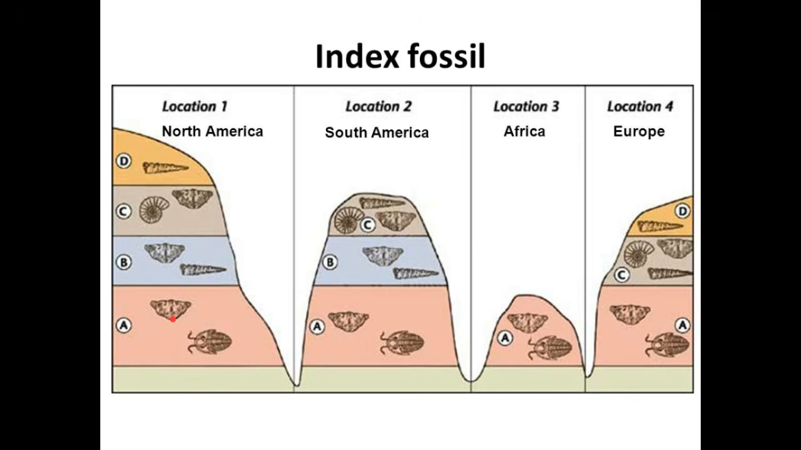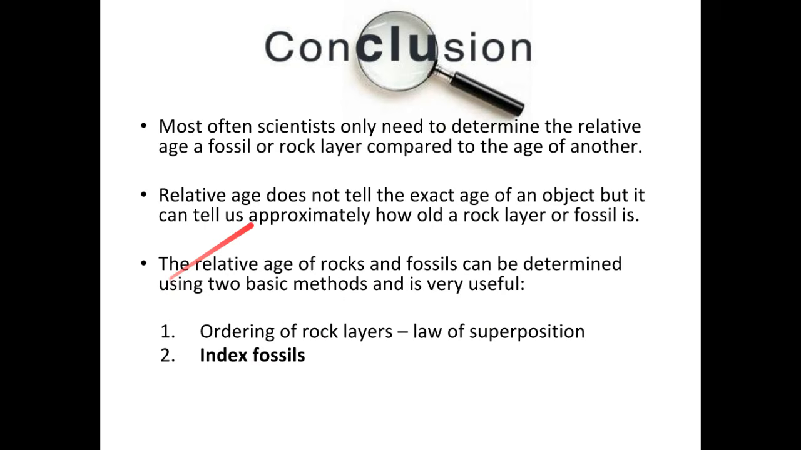So in conclusion, most often all we really need to determine is relative age. Absolute age isn't as useful as you might think it is. So if we could determine the relative age of a fossil or rock layer, we could compare it to the age of another rock layer or other fossils and determine approximately how old they are. Relative age certainly doesn't tell us the exact age, but it does tell us approximately how old the rock layers and the fossils are, which is very useful.